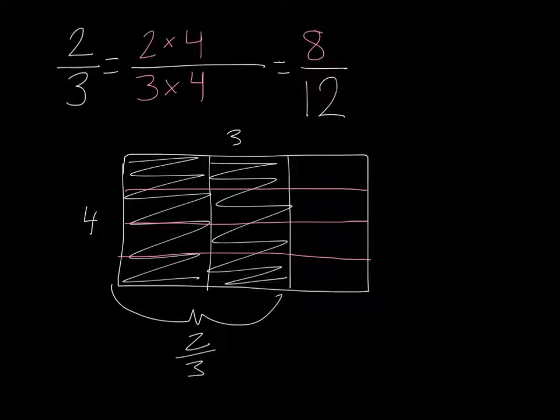And we can confirm that with our area model by counting. I have 1, 2, 3, 4, 5, 6, 7, 8 of 12 equal parts shaded.